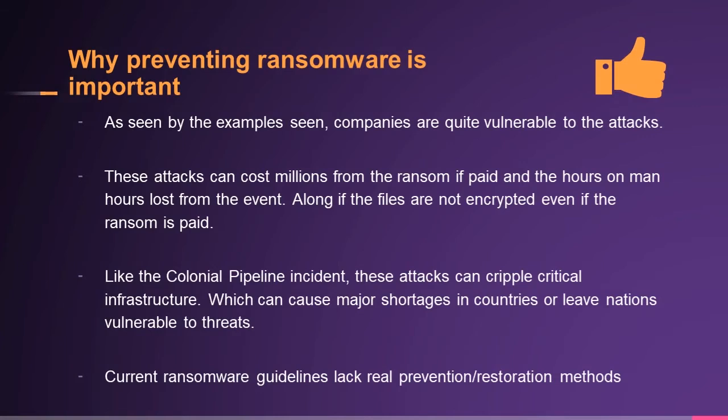Like the Colonial Pipeline incident, these attacks can often cripple critical infrastructure such as that of the United States or other countries, which can also cause major shortages in countries or leave nations vulnerable to attacks or threats. Current ransomware guidelines lack real prevention and restoration methods, meaning that it's hard to restore what the corporation had prior to the ransomware attack, which is what we'll be focusing on with our solution.